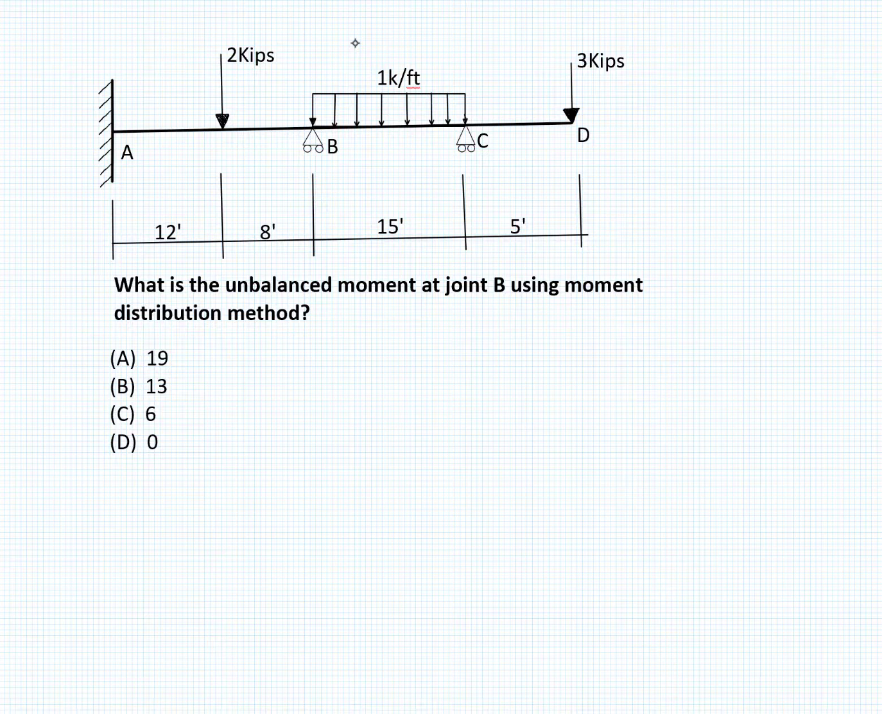So that makes it an indeterminate beam. And so we have to calculate the unbalanced moment at point B. And we're given the options here. So we want to solve this problem.